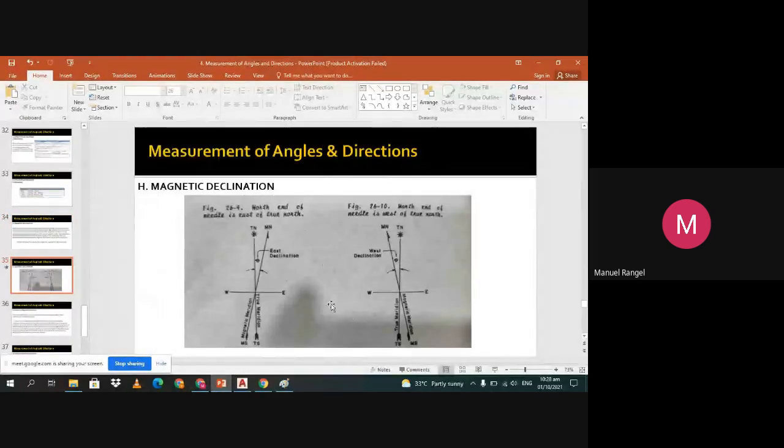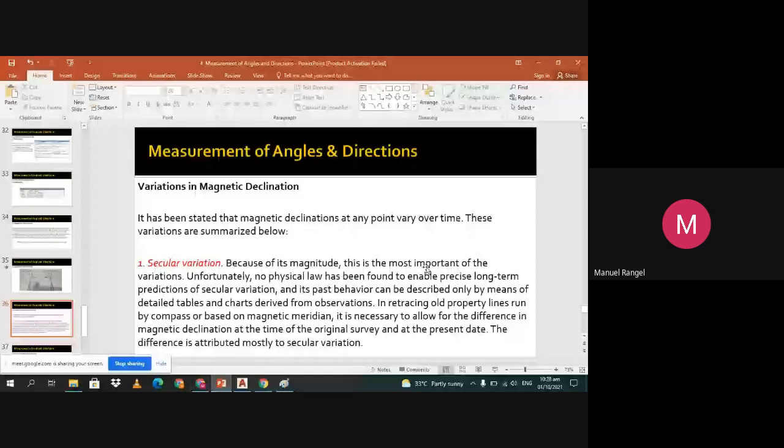So, basis na to, di ba, true north, then we have the magnetic declination or magnetic north. So, that is positive. Kung west declination, that is negative. So, it has been stated that magnetic declination sa point vary over time. So, dili siya fix. Nag-usab-usab ang iyahang declination. Depende sa magnetic fields sa Earth.